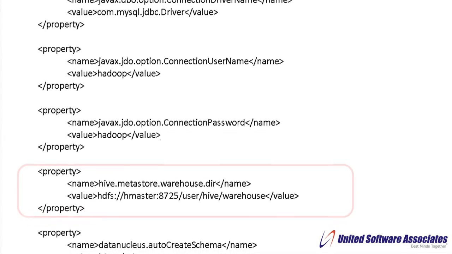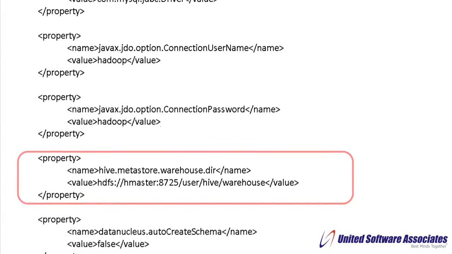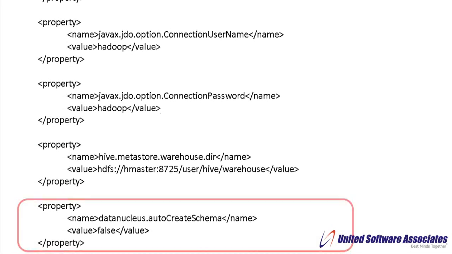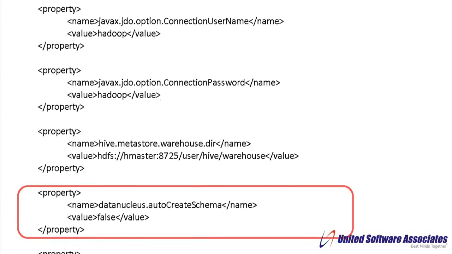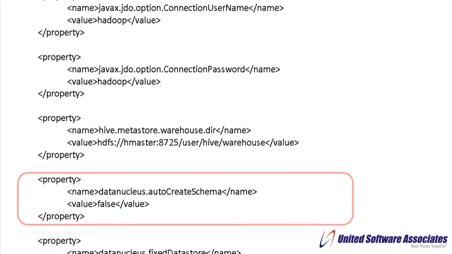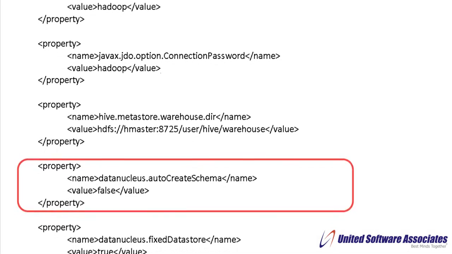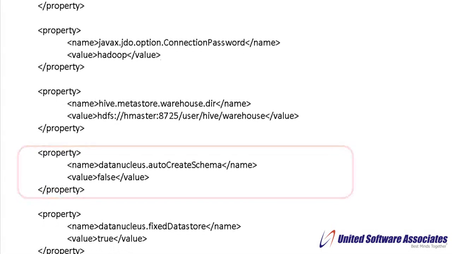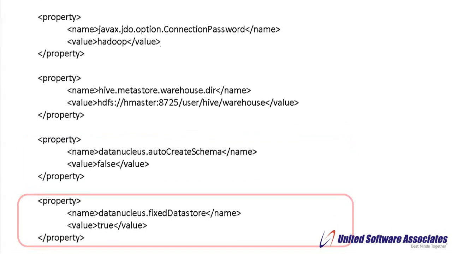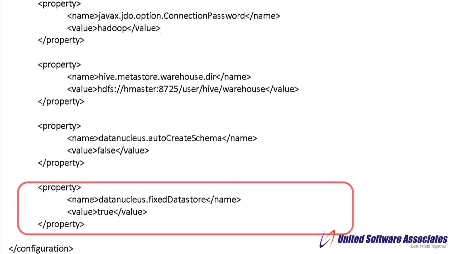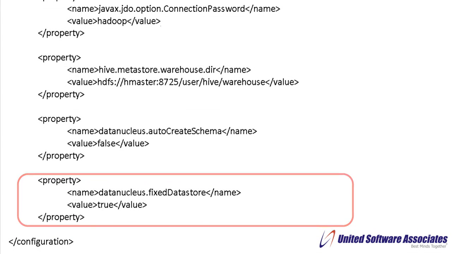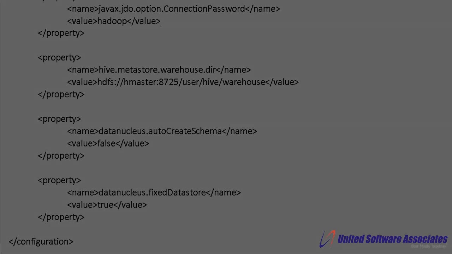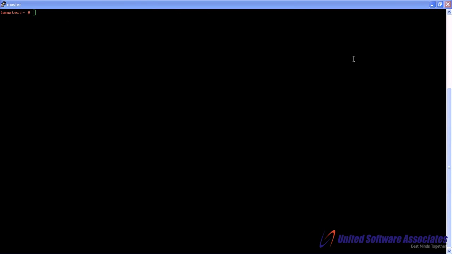Specify the URI of the default location for Hive tables. Default value is true. This property creates the necessary schema on startup if one doesn't exist. Set this to false after creating it once. Specify whether the data store is fixed in structure or not. We set it as true, which means we don't want to allow updates to the structure at all. We are done with hive-site.xml file configuration.